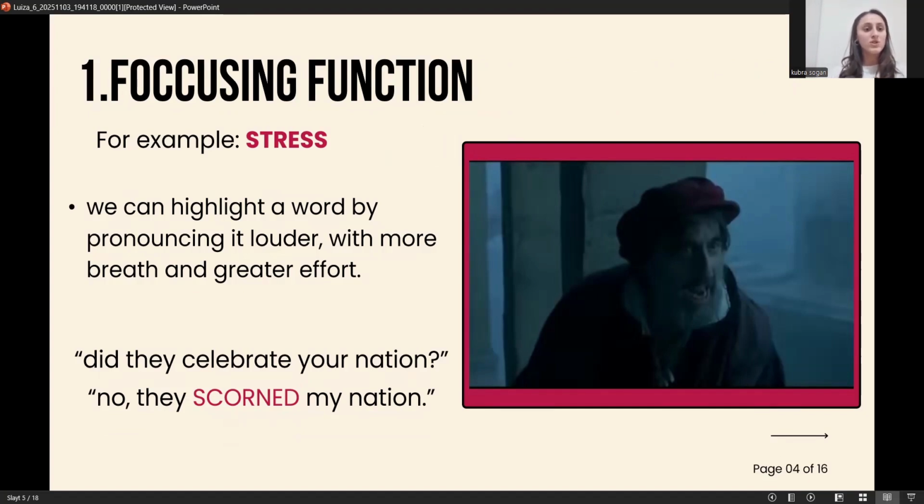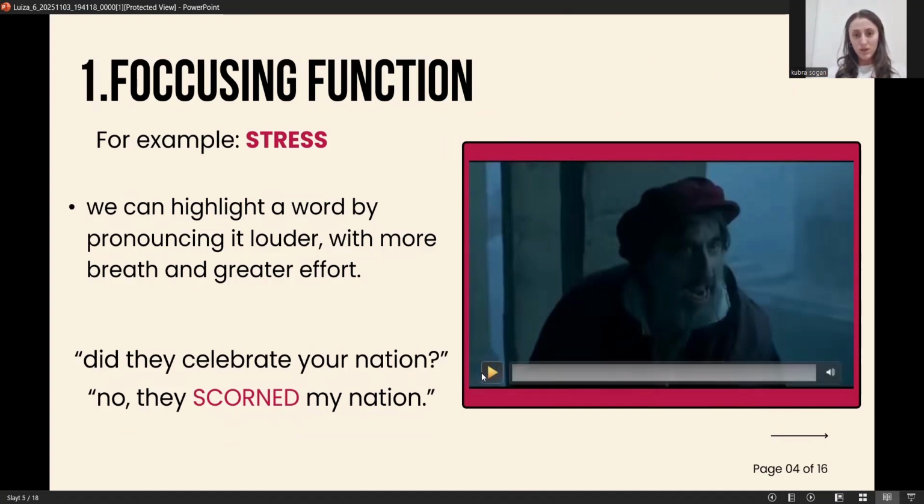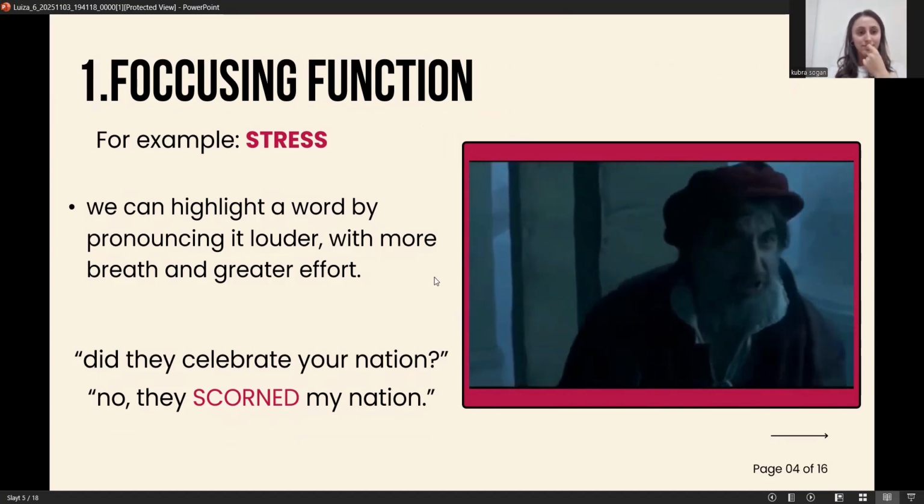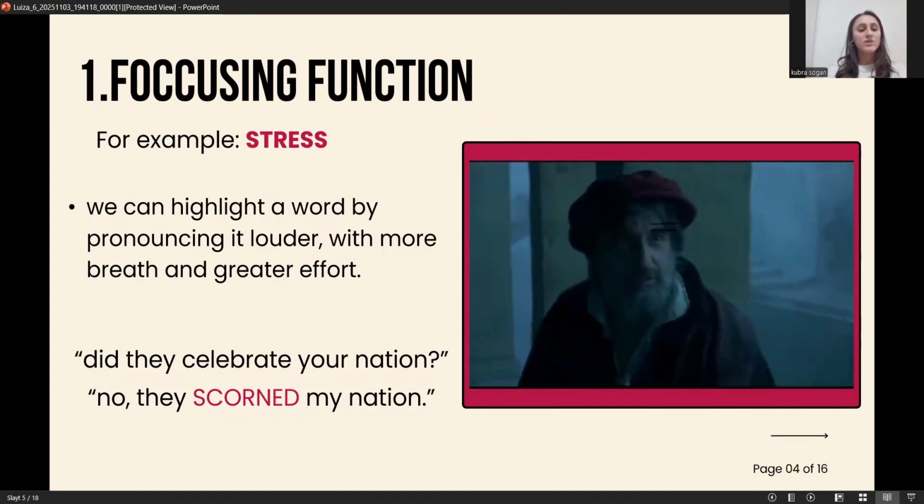In focusing function, we can use suprasegmental features to draw attention to certain parts of speech. For example, we can highlight a word by pronouncing it louder with more breath and greater effort. For example, here: mocked at my gains, scorned my nation. This suprasegmental feature is called stress.